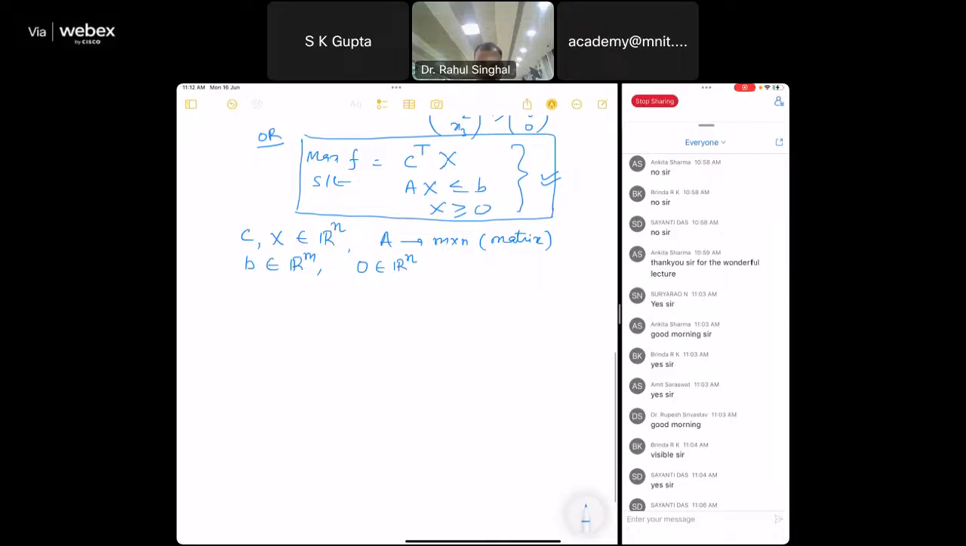Then after discussing convex sets, I will come back again to the linear programming problem, this problem P, and explain what we mean by convex, and how the convex set is important to study linear programming problem.